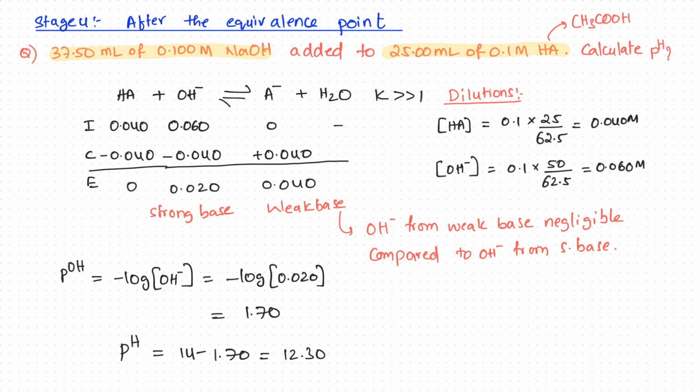This is how we calculate the pH of the reaction mixture for a weak acid versus strong base titration at different stages of the titration.